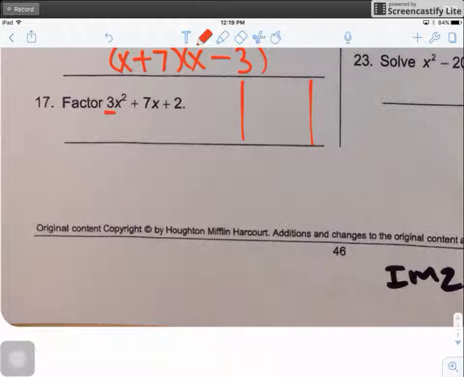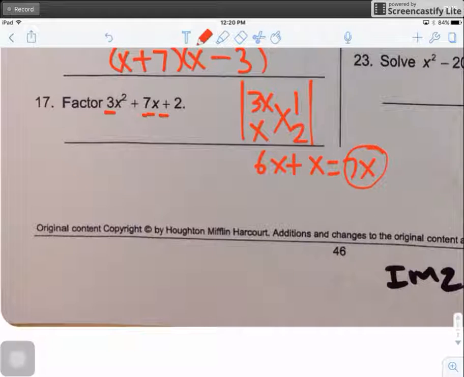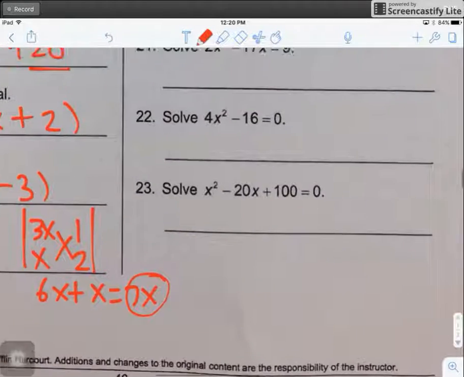Number 17, this has a number in front of the x squared. So we're going to use the crisscross spider method again. Then to get x squared, the only way you can get it is 3x and x. And two numbers that multiply to get 2, there's only one possibility, which is 1 and 2. And so let's put down 1 and 2 here. And then just double check. 3x times 2 is 6x plus x. That does give us the middle term of 7x. So we're going to factor this into 3x plus 1 and x plus 2. So that would be the final factorization.